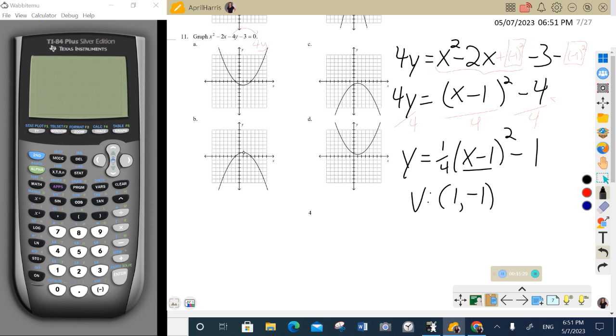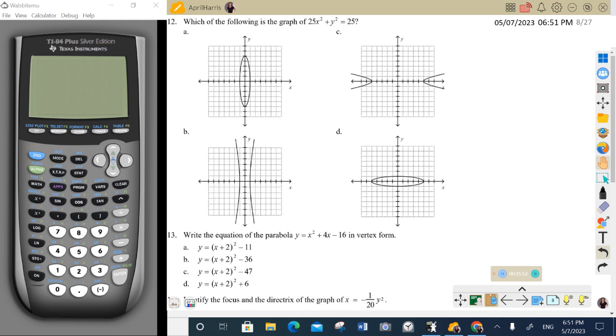B is 1, positive 1. That's not good. So bye. C looks like it's 1, negative 1/2. And then D looks like it's 1, positive 1/2. So A is the only choice. Also, we know it's opening up because our leader was positive 1/4. You could also graph that y equals in your calculator.